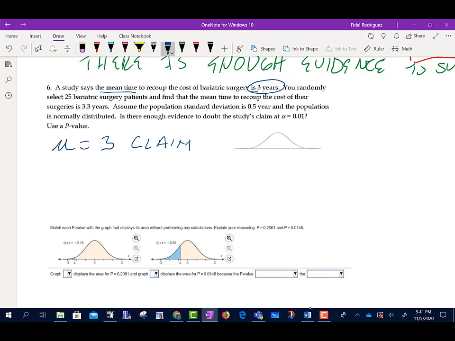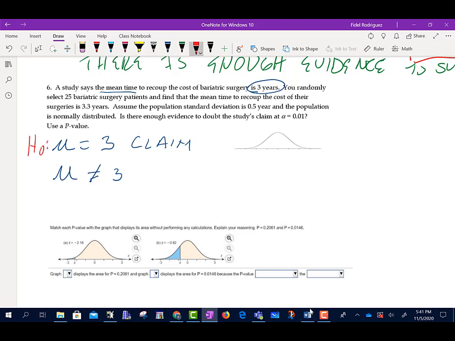This here, y'all, is my claim, okay? So what's the opposite of saying something is equal to 3? By saying something is not equal to 3, okay? So now that we know that, then we got to figure out which is my null and which is my alternate. The null always has the equal to part, okay?